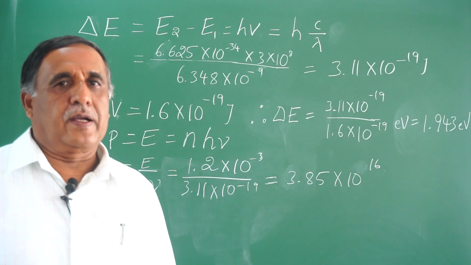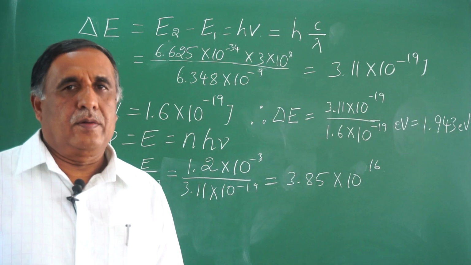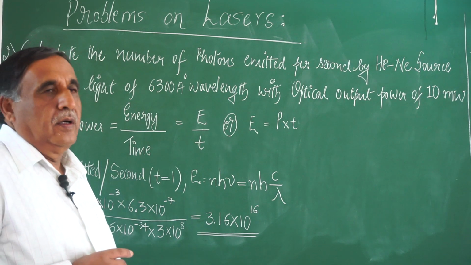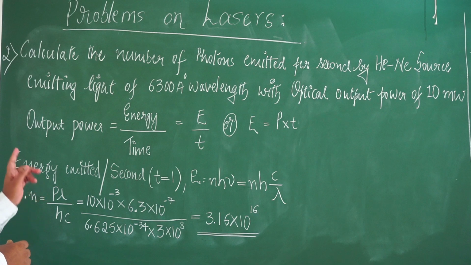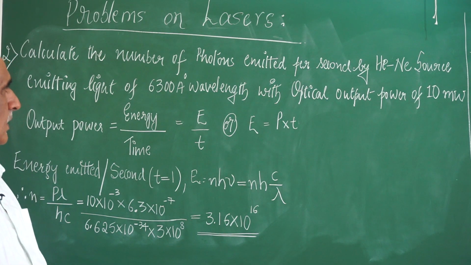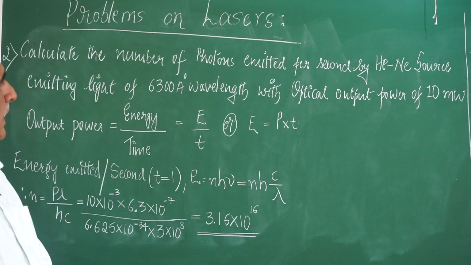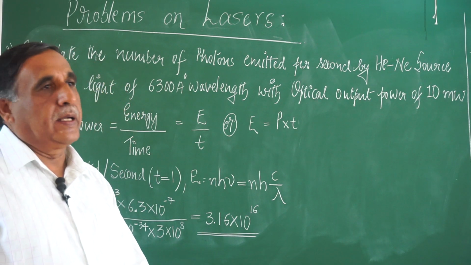The next problem we will take up is from a previous examination of Bangalore University on lasers. The problem is like this: calculate the number of photons emitted per second by a helium neon source, that is a laser source, emitting light of wavelength 6300 angstrom unit with an optical output power of 10 milliwatt.